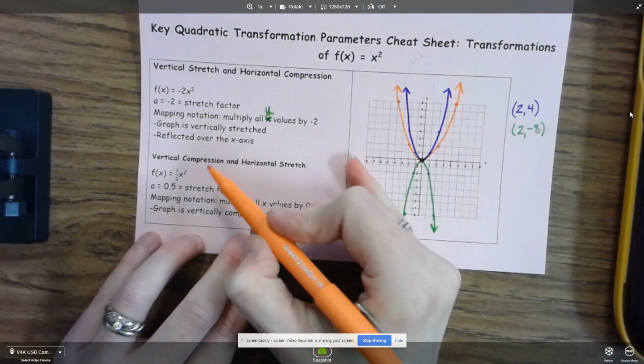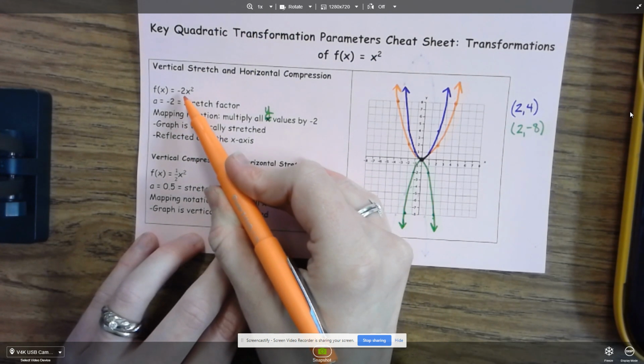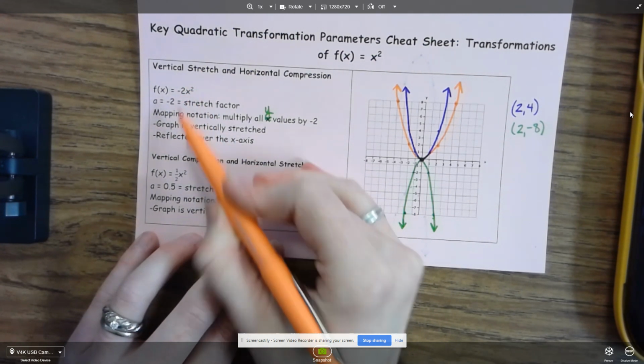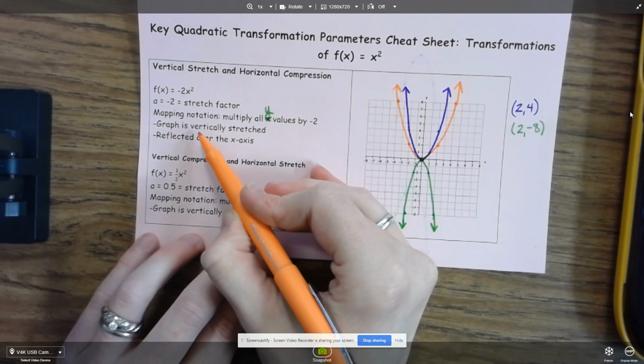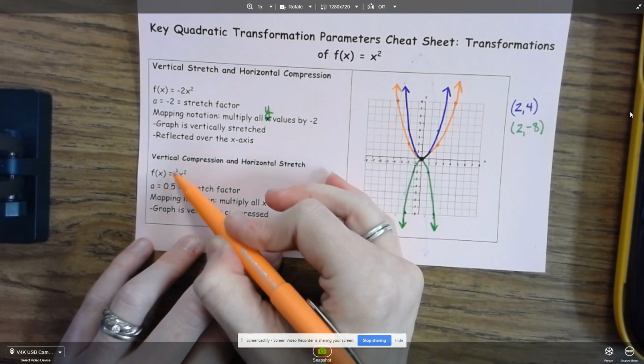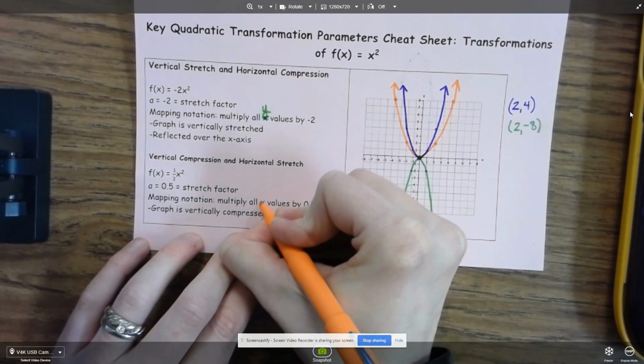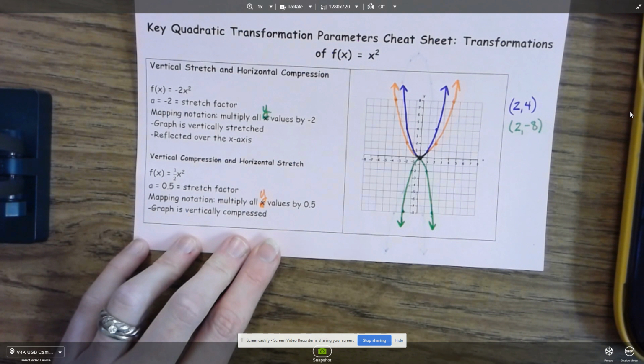What you're looking for is, when you have a whole number in front, like -2, the graph is going to be vertically stretched. And if you have a number less than 1 in front of x squared, the graph is vertically compressed. And again, this should be a y.